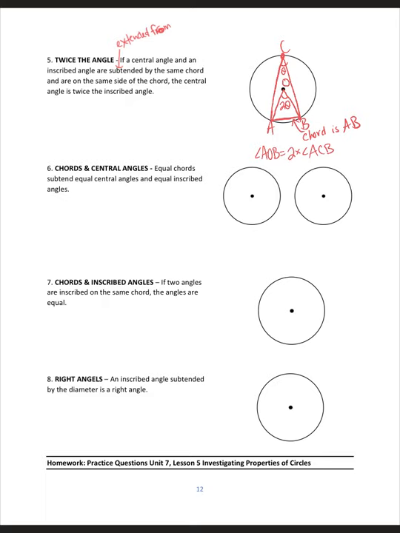So chords and central angles. Equal chords subtend equal central angles and equal inscribed angles. What I mean by that is if we go back to that first point where we said chords that are the same length are the same distance from the middle of the circle. So if we have AB and CD as chords that are equal in length, and we were to subtend them to the center, making a central angle off of each of those chords, then the angles they make at the center are going to be the same. So we know that AB is equal to CD, and because of that, angle AOB, the central angle we made, is going to be equal to angle COD.